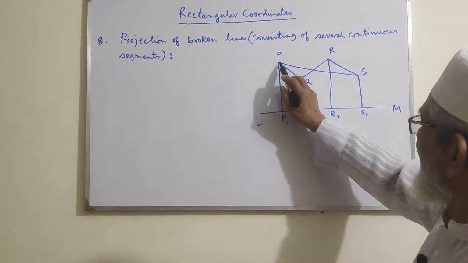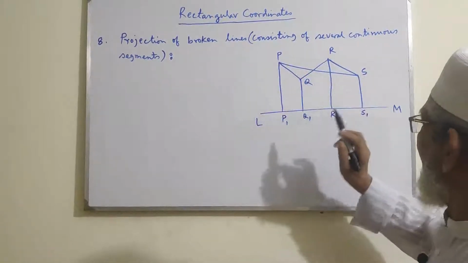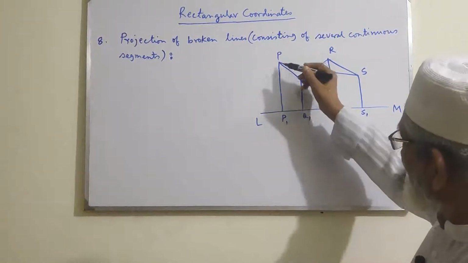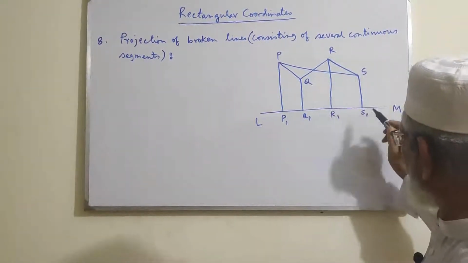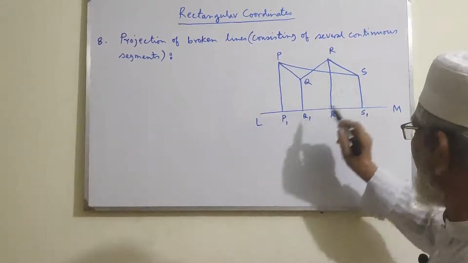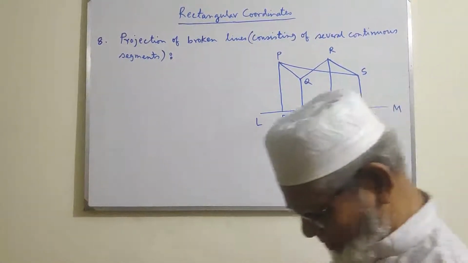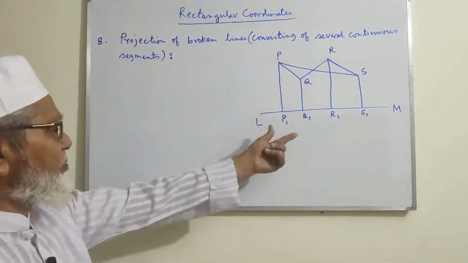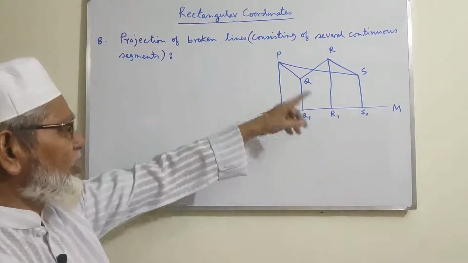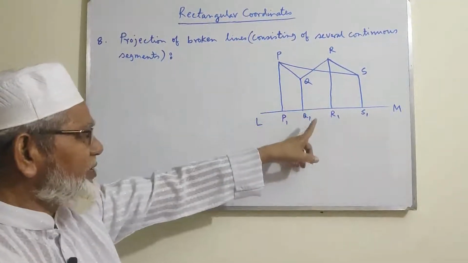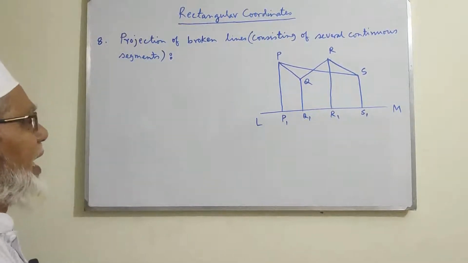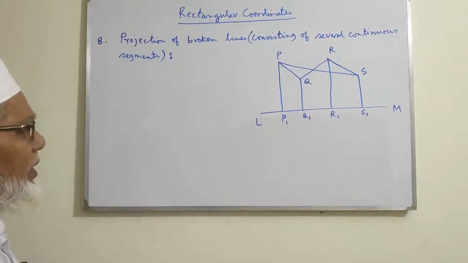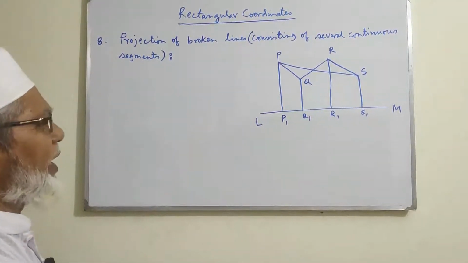If we join the points P and S by line PS, the projection of P is P1 and projection of S is S1, so that the projection of PS is exactly P1S1. The projection of PQ is P1Q1, projection of QR is Q1R1, projection of RS is R1S1. The lines PQ, QR, RS are not lying on the same plane. These three broken lines are in space.